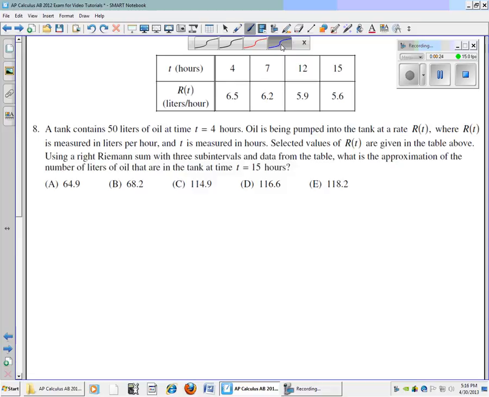Using a right Riemann sum with 3 subintervals and data from the table, what is the approximation of the number of liters of oil that are in the tank at time t equals 15 hours? Let's go ahead and begin by drawing a graph.